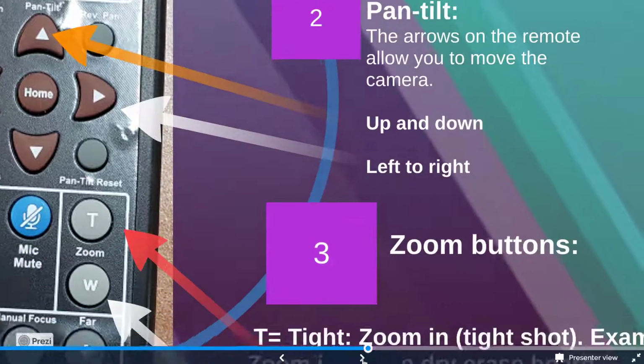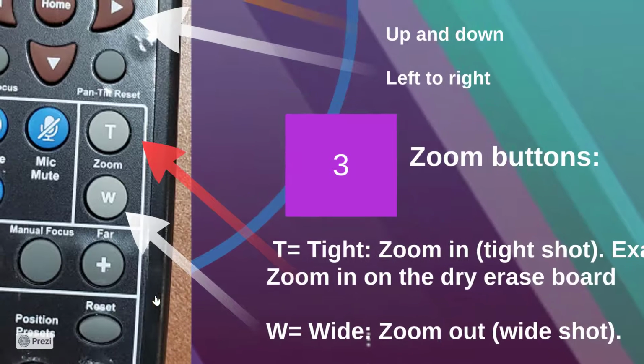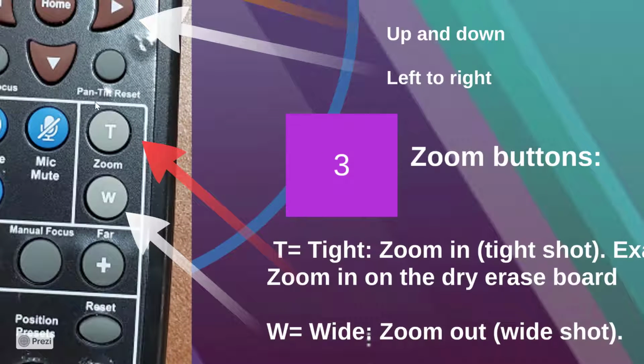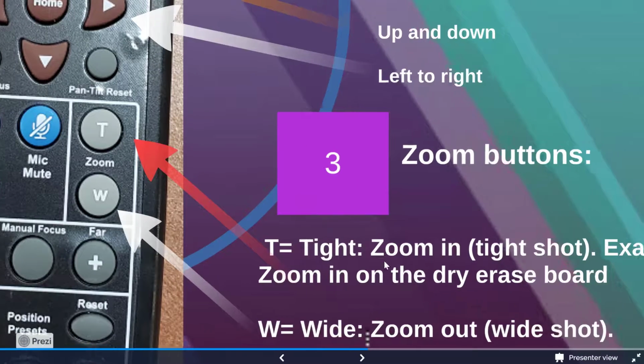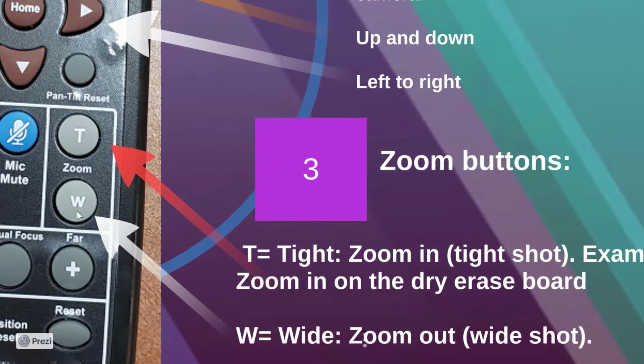You also have zoom in buttons. So right here on the remote is your zoom section. The T stands for tight shot, so zooming in. So in case you need to zoom in on the dry erase board. And the W stands for wide shot, so if you need to zoom out.